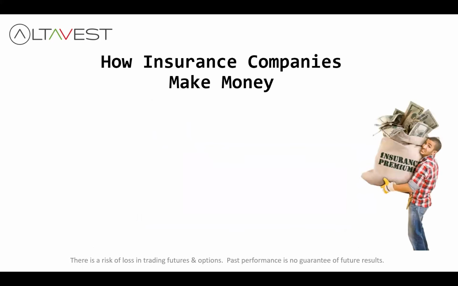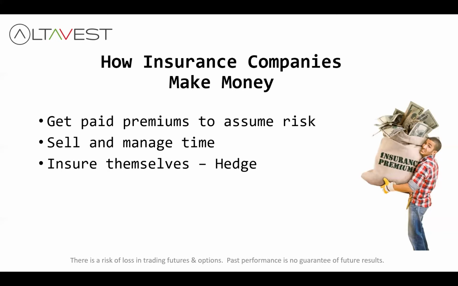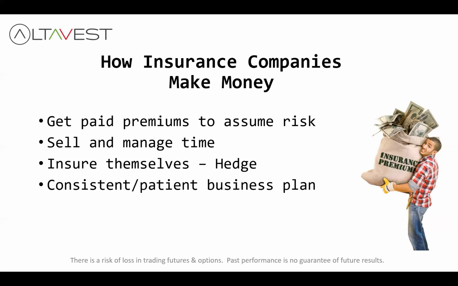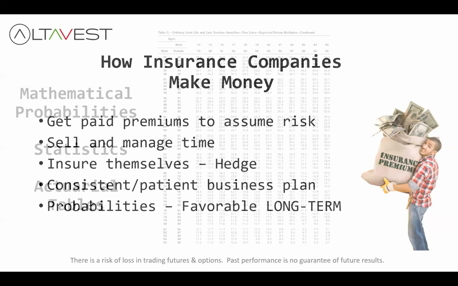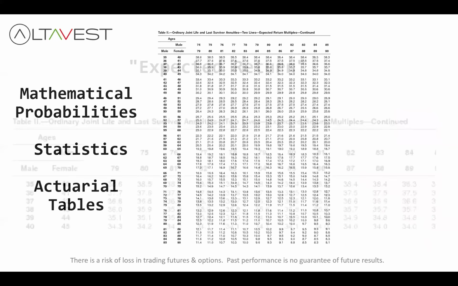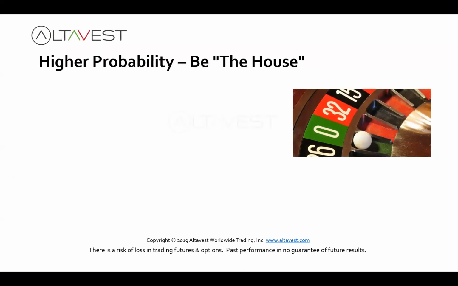Now let's jump into insurance companies as an example of what we're going to get to here. Remember, insurance companies make money because you pay them premiums, and they're essentially selling, managing time, and they always insure themselves with a hedge, and they're consistent and they're patient, and they look at probabilities. They're simply looking at numbers and math, and they look at the long-term odds to favor them. They look at statistics, actuarials, probabilities, expected returns, you name it. That's essentially what they're doing, just like a casino does, and the games they come up with, and the ones they allow you to play.